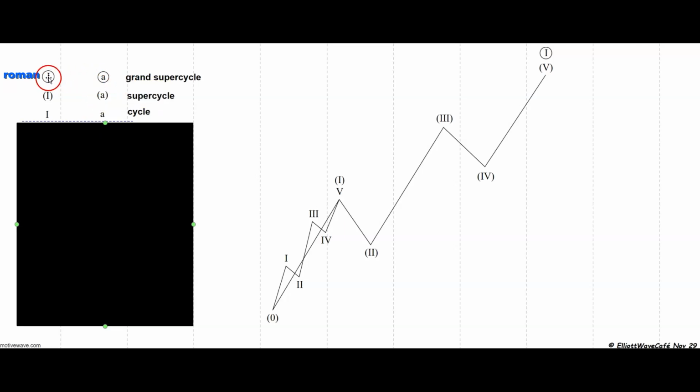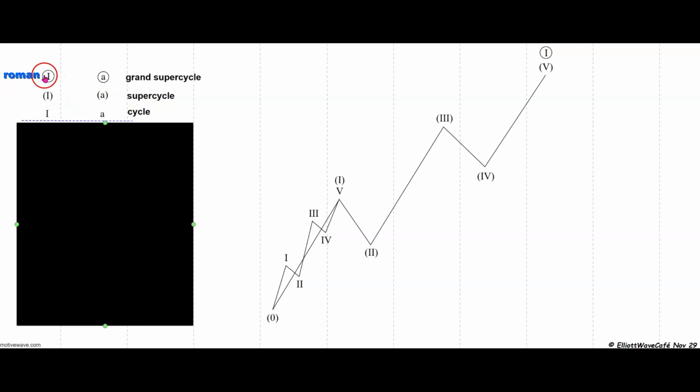So this uppercase Roman with this lowercase letter identifies a grand supercycle. All you've got to do is note that when you look at the grand supercycle, you have this I with a circle around it, and then the corrective move next to it will be wave A grand supercycle. That's the ABC, and it's a lowercase. So uppercase Roman, lowercase letter.